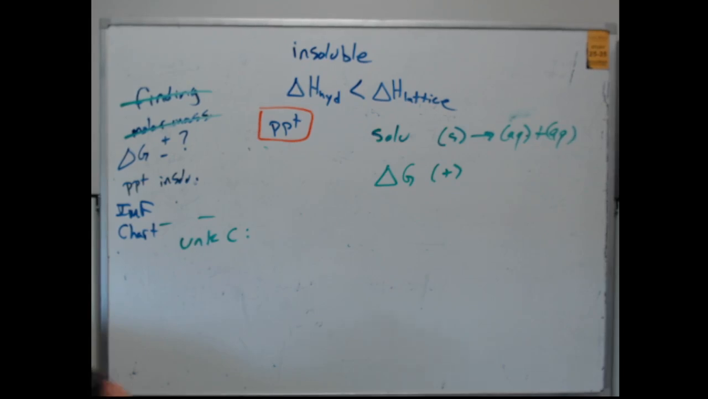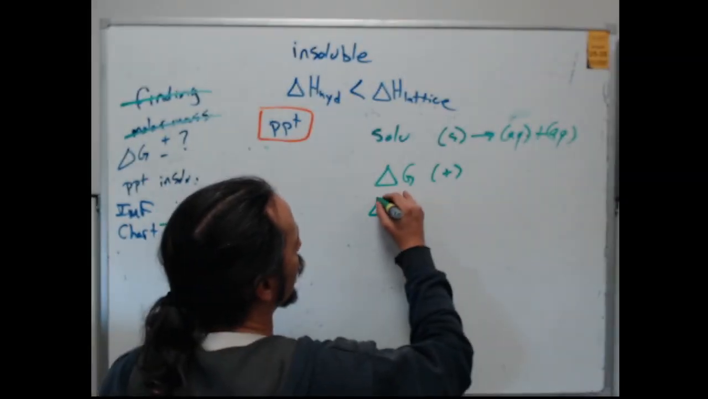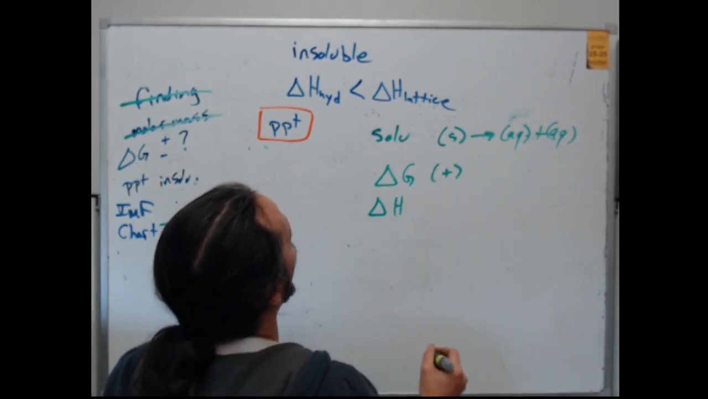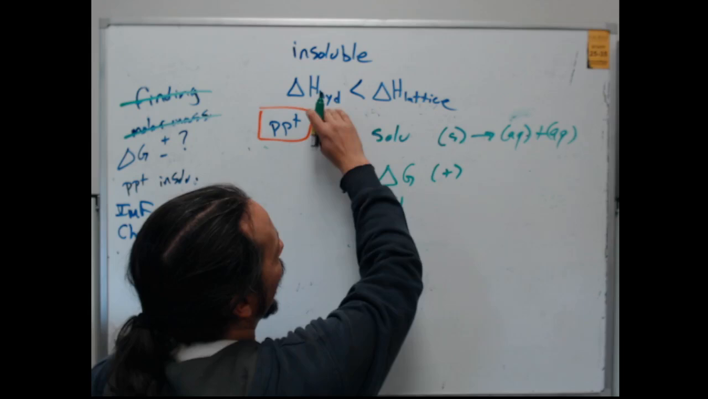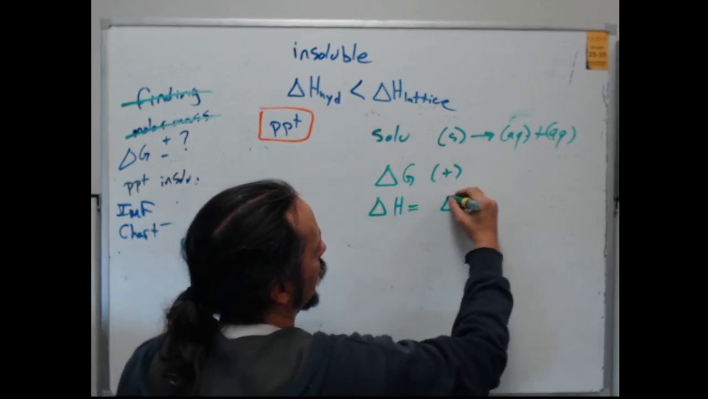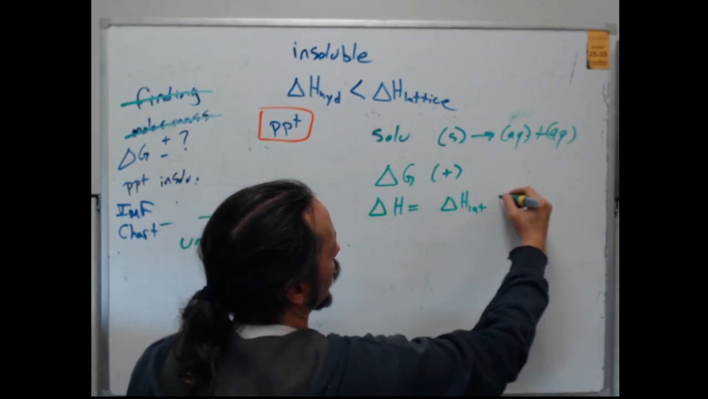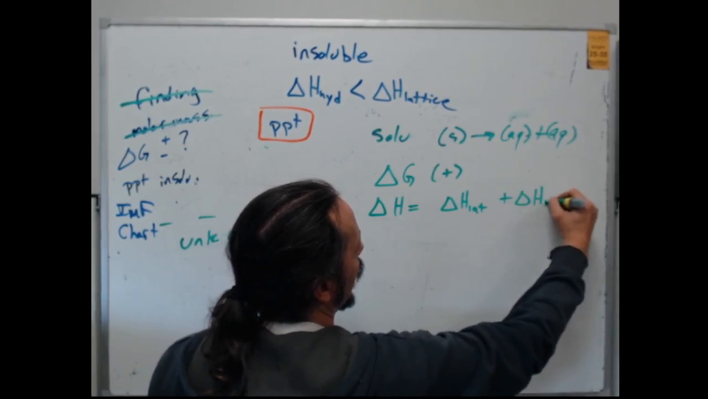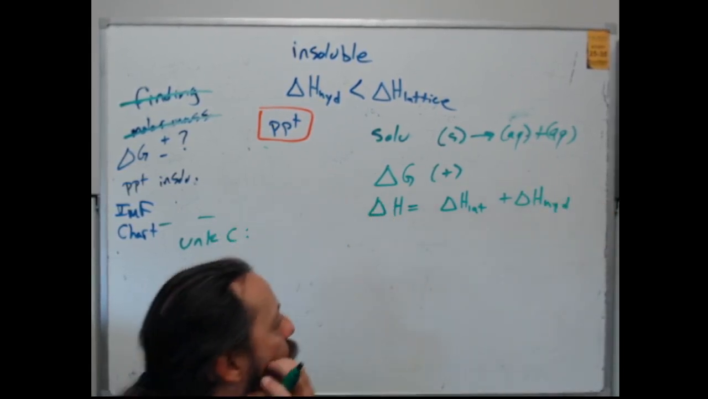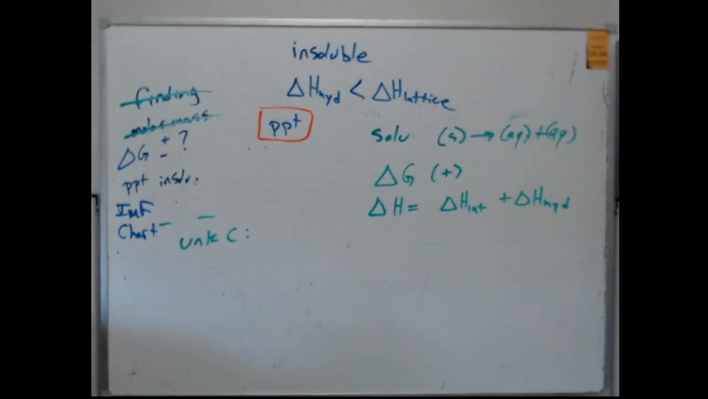Okay, so that's the delta G. For the delta H, I know that it's going to be these two things added together: delta H of lattice plus delta H of hydration. And we saw this with the warm-up question in class yesterday, where without extra information, I can't really tell. I know the lattice is positive, the hydration is negative, but I can't say more than that.